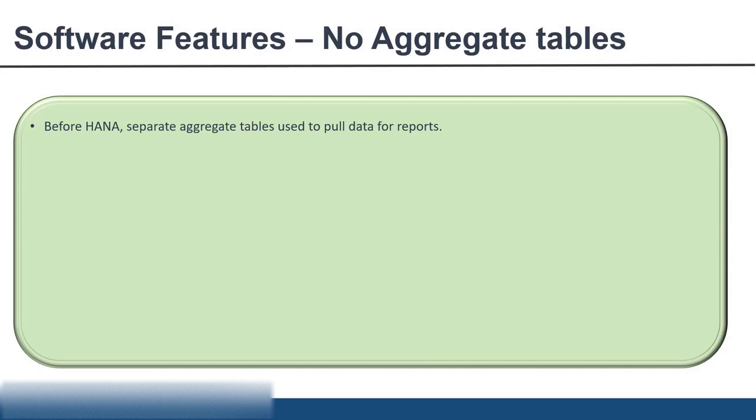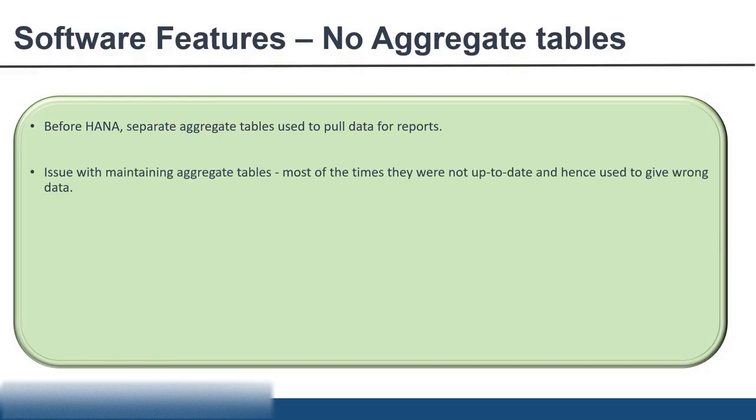If the invoice is open, it is stored in a particular aggregate table. And when the user asks for open invoices reports, the data is picked up from that aggregate table instead of hitting BKPF and BSEC, and you can see the report on the screen. So all this is done because the underlying database has limited capabilities. And the issue with maintaining aggregate tables is sometimes that you don't get up-to-date data in these aggregate tables.